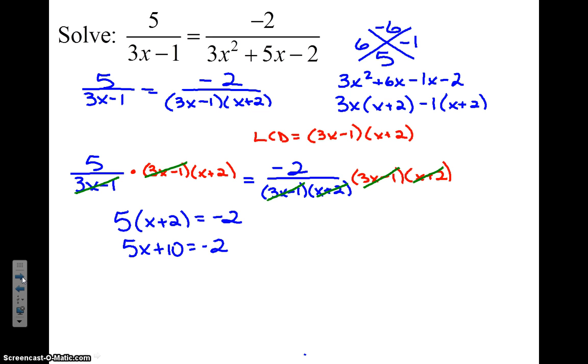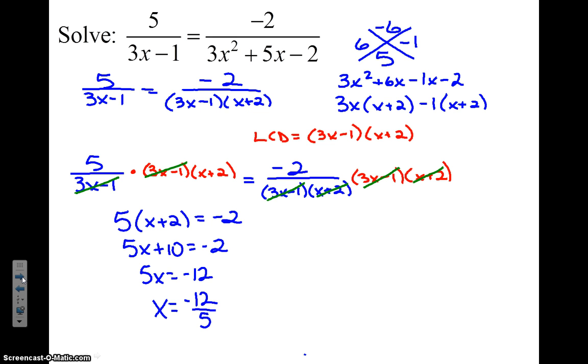I subtract 10 on both sides, giving me 5x equals -12. And then when I divide both sides by 5, I get a solution of -12/5. I do want to make sure that this is not an extraneous solution. What I'm most concerned with is, does this value of x ever make any of my denominators 0?